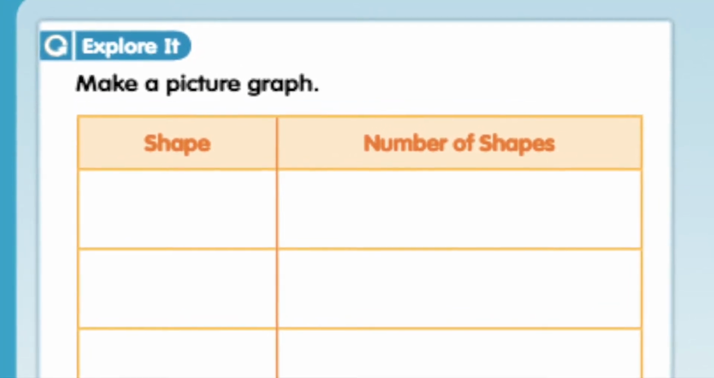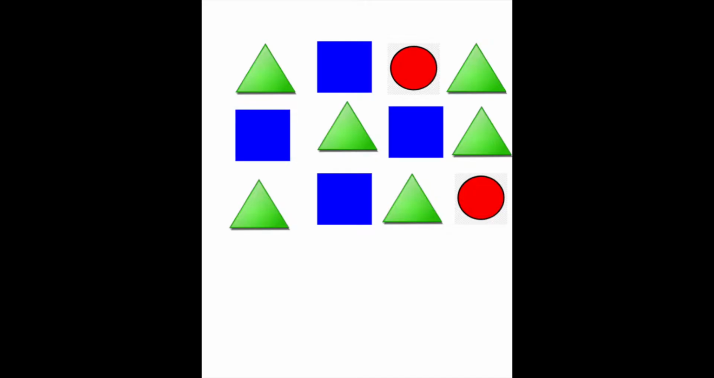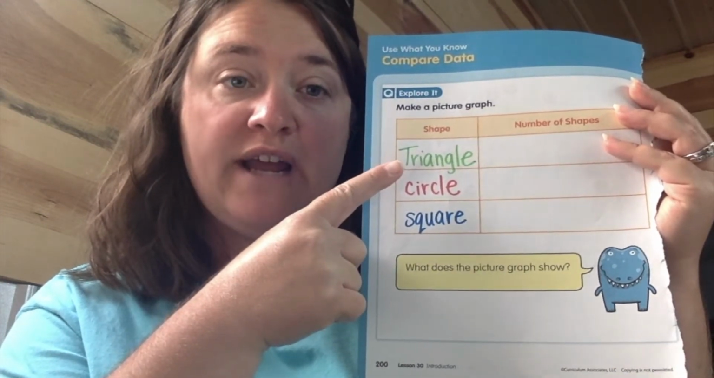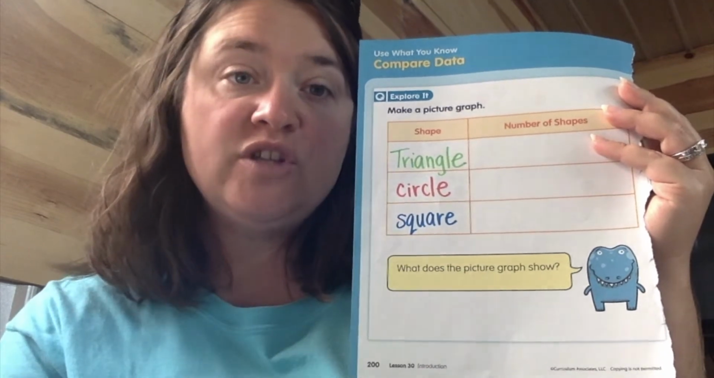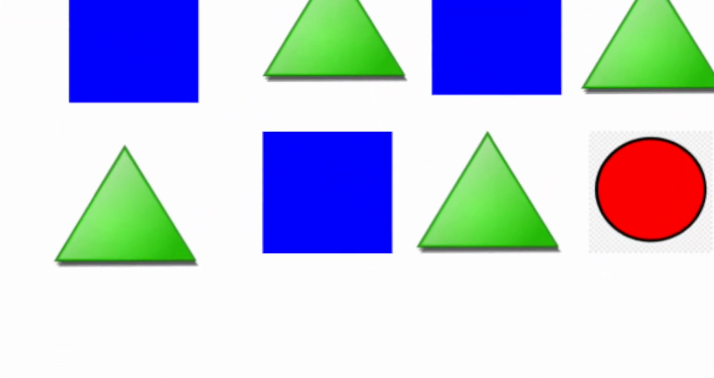This is a picture graph, so we will actually draw the picture of the shapes here. Notice the shapes that you see in this picture. We will need the names of those shapes to go on our picture graph. Under the shape heading, we should write triangle, circle, and square because those are the shapes that we have in our picture. Let's count how many triangles we see in our picture.